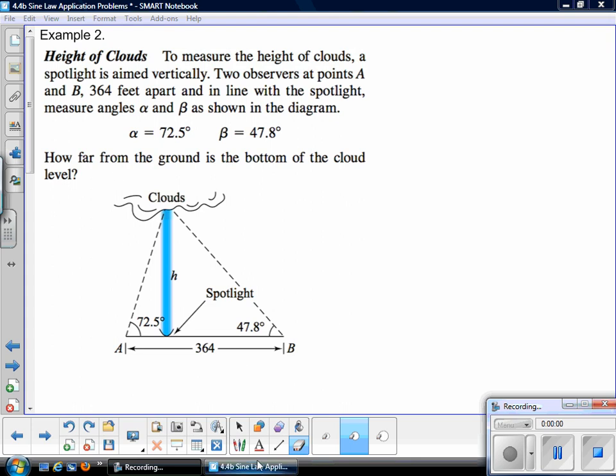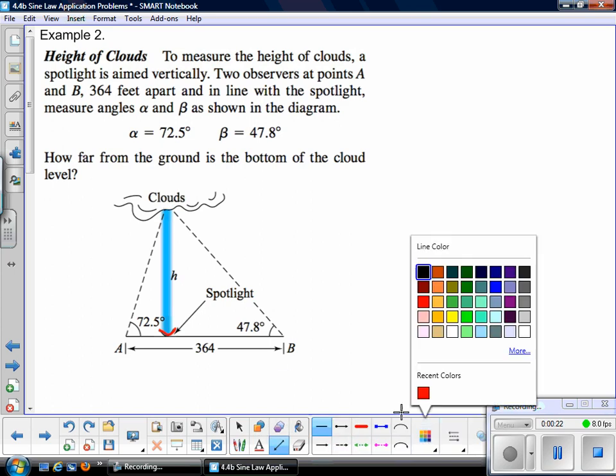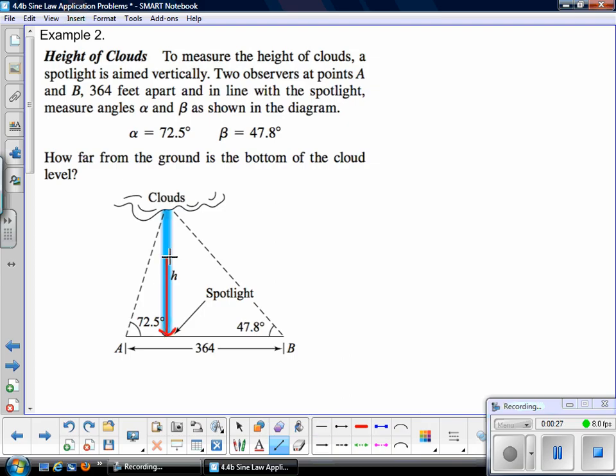Okay, so here's our next example that we're going to look at. It's nice, they have a picture drawn for us, which is good. So let's read it. To measure the height of clouds, a spotlight is aimed vertically. Here's the spotlight, down here on the ground, shining vertically up. I will draw a line that is vertically up, in red. So it's shining up into the clouds.